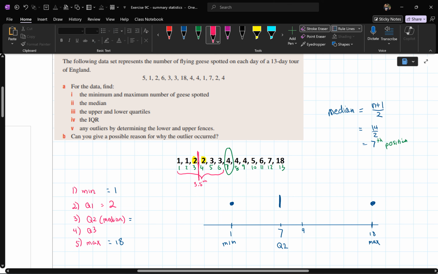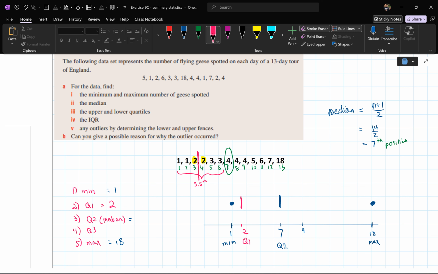So I now know the middle is 2, and 2 is probably closer to this point over here. So let's do 2 there. I'll do another vertical line. That's my Q1. So I've got Q1, is that 2? 7 is my Q2.